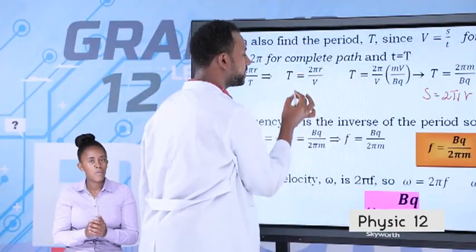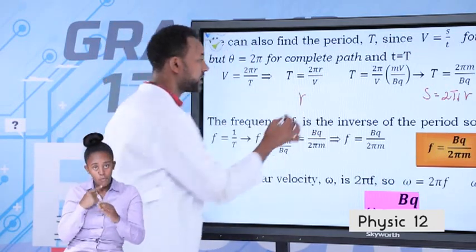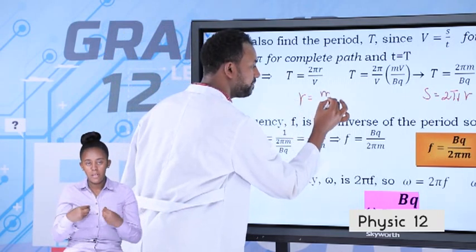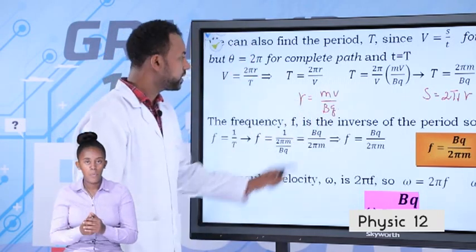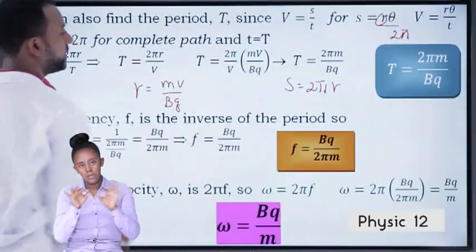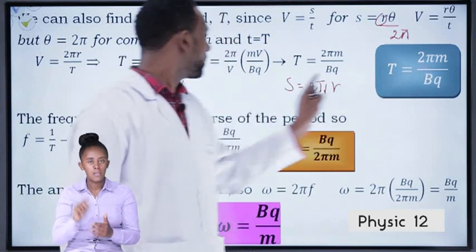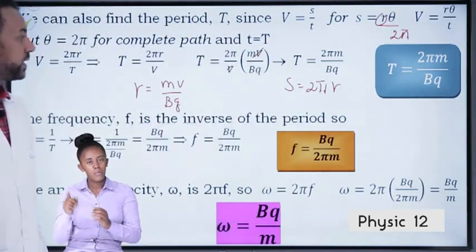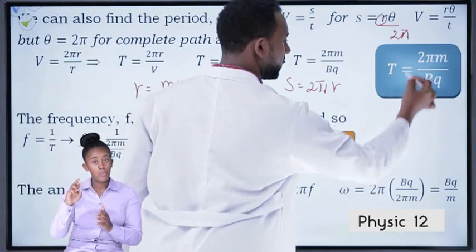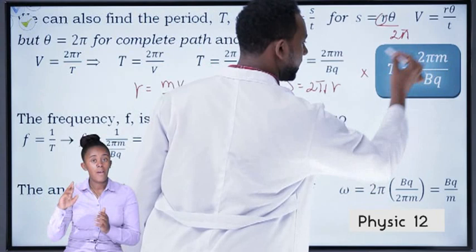Then previously we have said that r, the radius of the circular path, can be given as mv over bq. Therefore, we can substitute here and find an expression for the period as 2 pi. We can eliminate v; we can cancel out v. We can find an expression for the period as 2 pi m over bq.